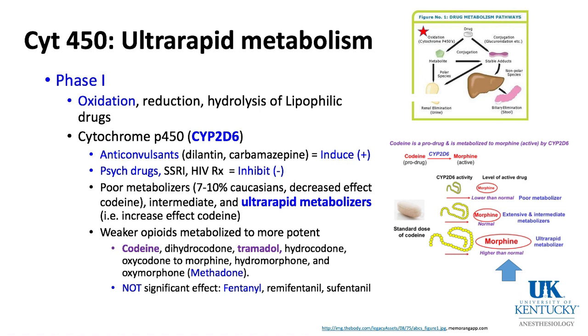The concept again is that if these enzymes are ramped up, you're going to get more bang for your buck from codeine. If the patient is a poor metabolizer and you give them codeine, they're not going to convert it to morphine and you're not going to get an analgesic effect.